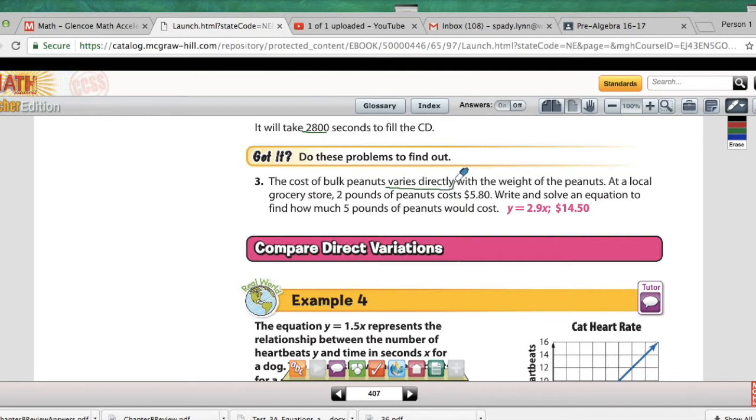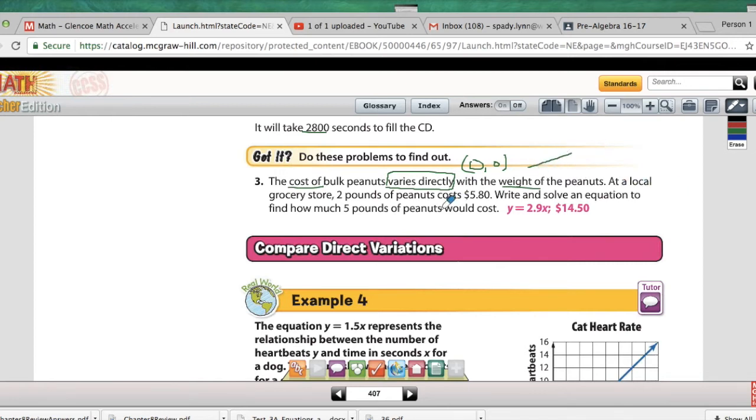So when it varies directly, we know that it's going to cross 0, 0. Obviously, if you purchase 0 peanuts, it's going to cost $0. So 0, 0 is a solution. Okay, and then we also know that it increases at a constant rate or decreases at a constant rate.